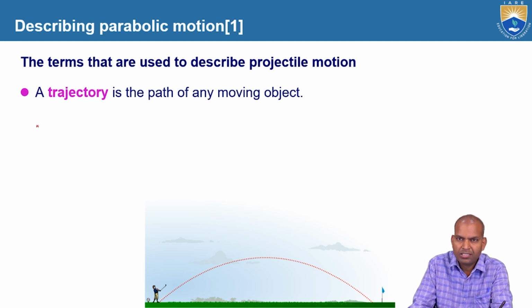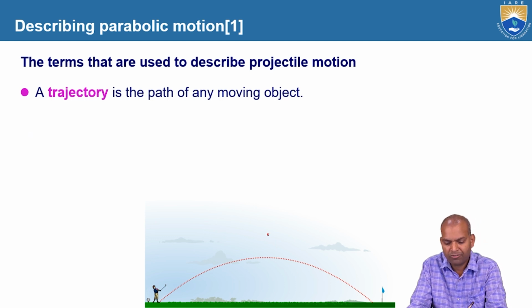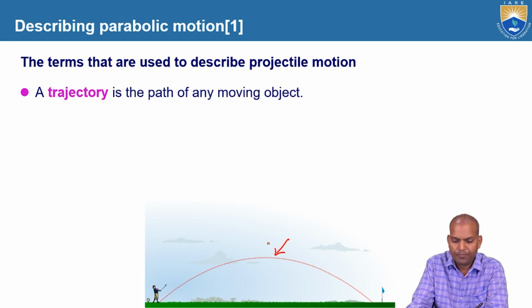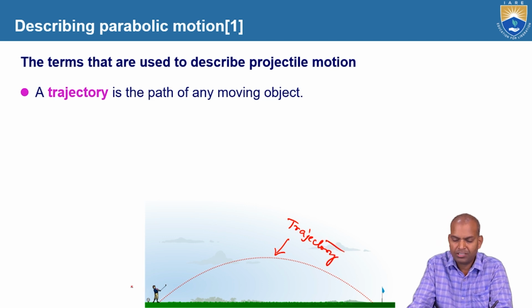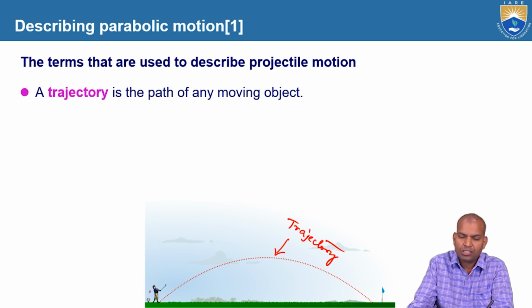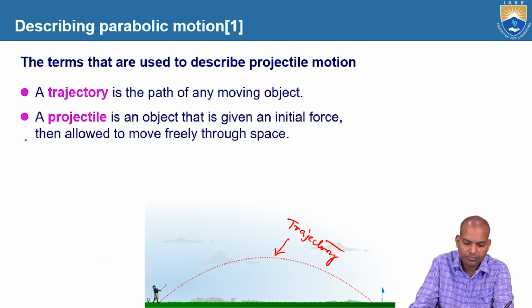Now a trajectory is the path of any moving object. The path traced by a ball or object is known as the trajectory. That path is in the shape of a parabola, which is why it is parabolic motion.